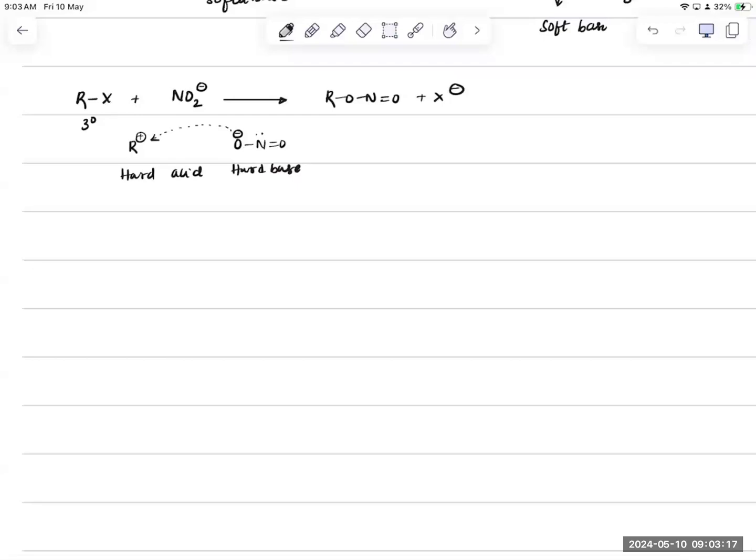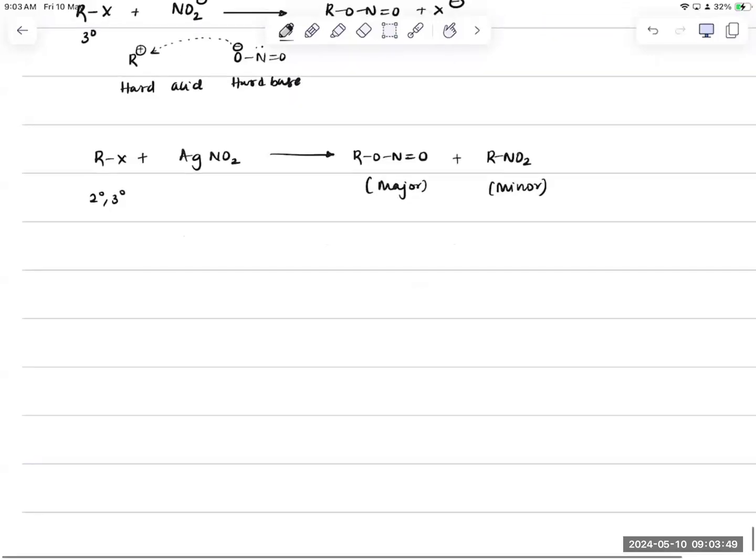So even if you take, for example, RX plus AgNO2, the other day I wrote this, just to remind you what we learned here. If it is 2-degree or 3-degree, it will form carbocation. In that case, R-O-N double bond O only is major. This one is major. The other part connecting from nitrogen to get this as nitro product, this is minor. This is minor.